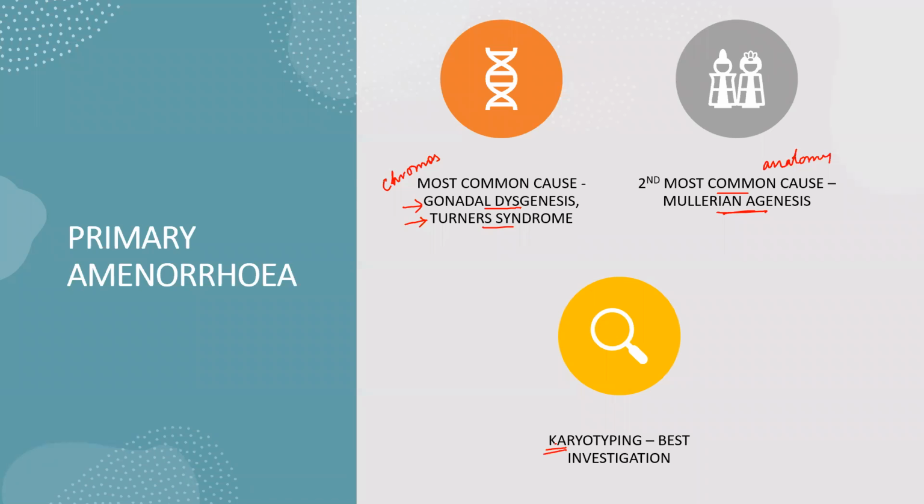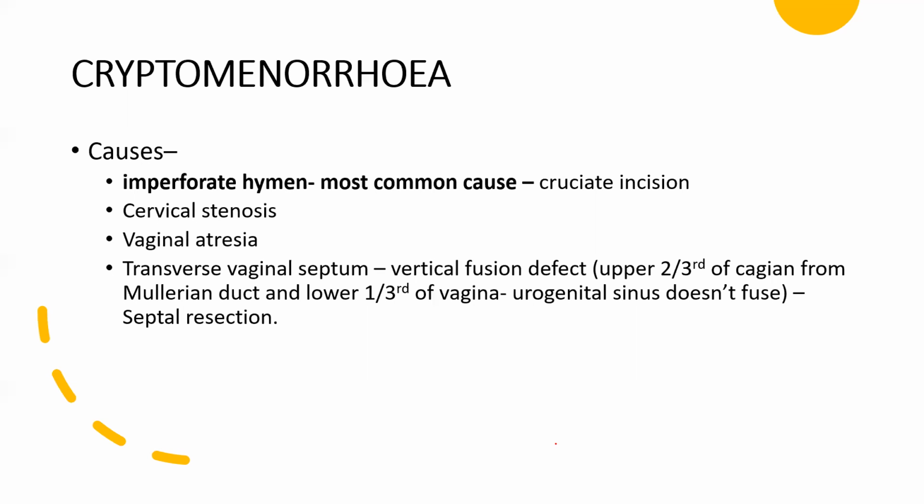Okay. Now coming to cryptomenorrhea. Cryptomenorrhea is again one of the causes of primary amenorrhea, and that too pathological primary amenorrhea. Cryptomenorrhea is also known as hidden menstruation, hidden menstrual flow. While talking about the transverse vaginal septum, I already spoke about the imperforate hymen. When there's an imperforate hymen, the menstrual blood will not be coming out, so that will come under cryptomenorrhea. So imperforate hymen is the most common cause of cryptomenorrhea.